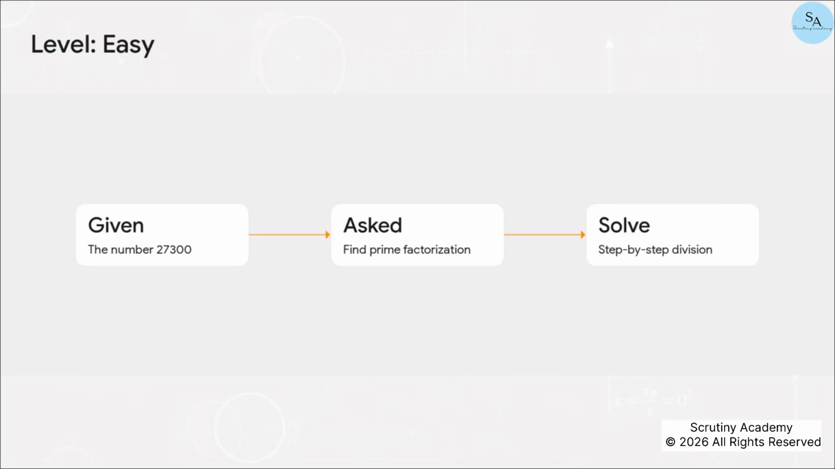All right, let's put this into practice with our very first problem. We're going to start with an easy warm-up just to build up your confidence using this whole building block concept. Here's how we approach any exam question. First, what is given? Well, we are given the number 27,300. Second, what is asked? We need to find its prime factorization. Basically, we need to uncover its unique fingerprint. So let's solve it step by step together.